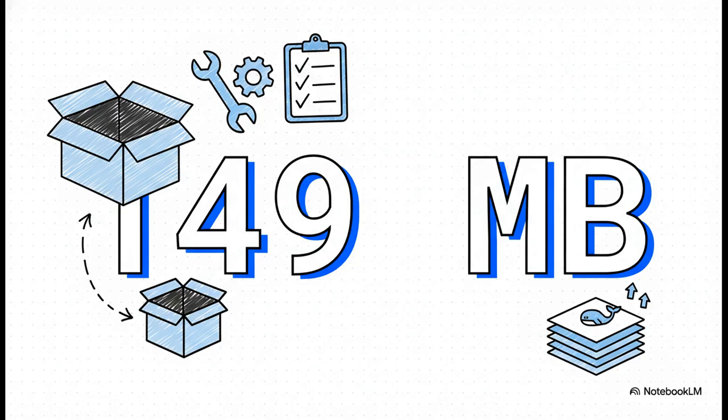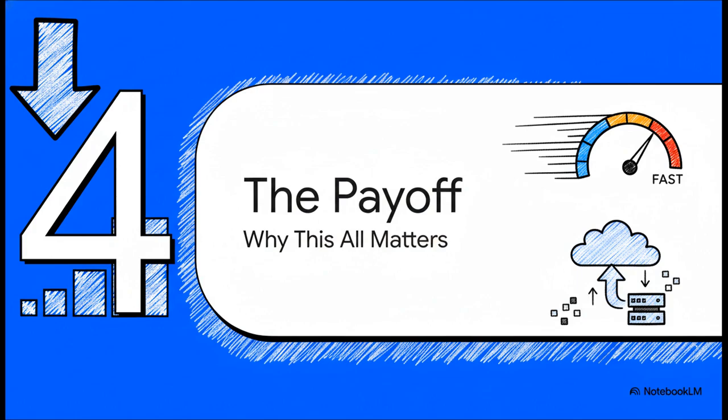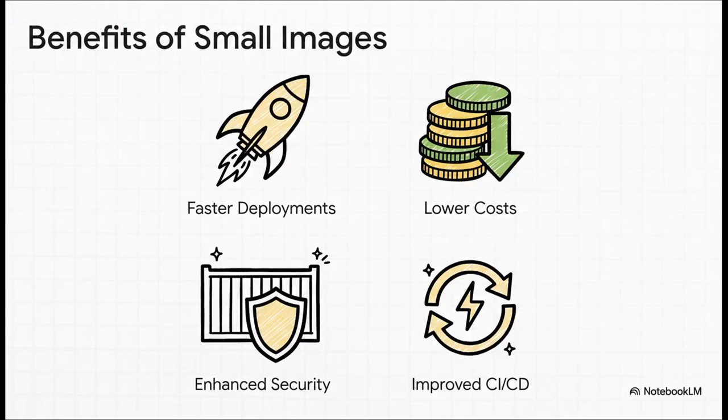We hit our goal. By applying these three techniques, we went from 1.77 gigs all the way down to 149 megs. That is brilliant. Okay, so we did all this work, we spent all this time shrinking an image, but so what? Why does this actually matter in the real world? What's the big payoff here? Well, the benefits are huge. Deployments are way faster because there's just less to download. Your cloud bills are lower because you're storing and transferring less data. Your CI/CD pipelines run quicker.